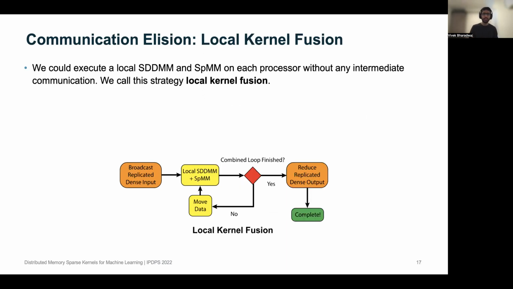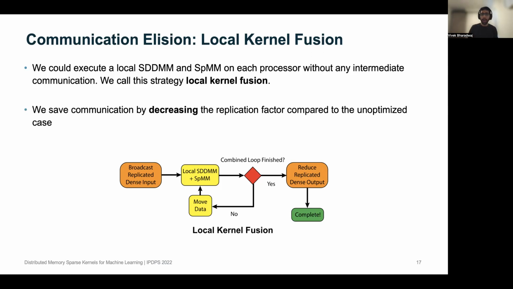The second strategy that we're going to consider is called local kernel fusion. So instead of having two phases of local computation followed by moving data, I'm going to combine those two phases into one. Local kernel fusion executes a local SDDMM and SpMM on each processor without any intermediate communication. Now, the price we pay for this is that if we broadcast a dense input to replicate at the beginning, we also need to perform a reduction at the end for replicated output. Nonetheless, this strategy is useful, not only because it again cuts out unnecessary communication rounds, but we can also decrease the optimal replication factor compared to the unoptimized sequence.